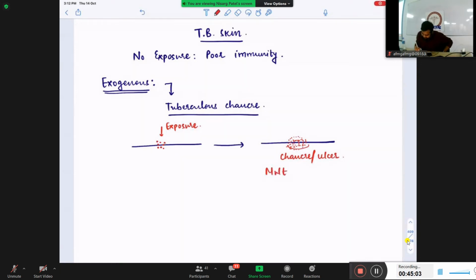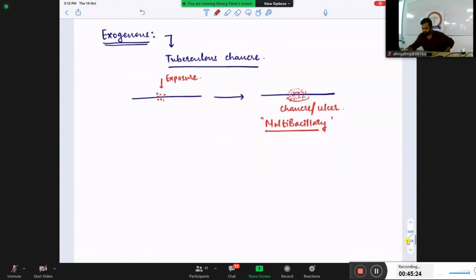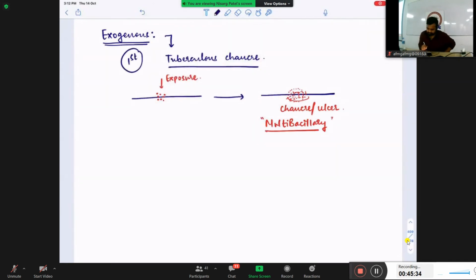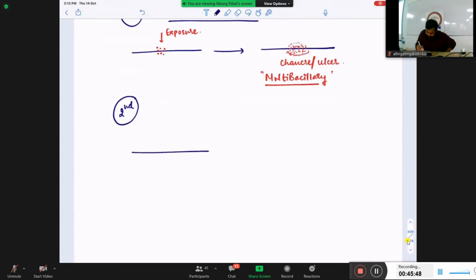So can I say this disease is multibacillary? Right? The bacilli is increased, so it is a multibacillary disease. So this patient had a first exposure. Now somehow immunity tackled it, but after many years, this same patient now has a second exposure to the bacilli.